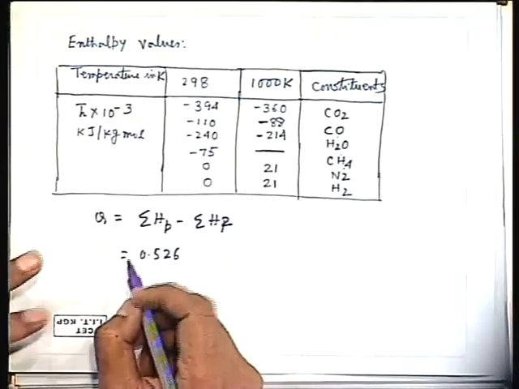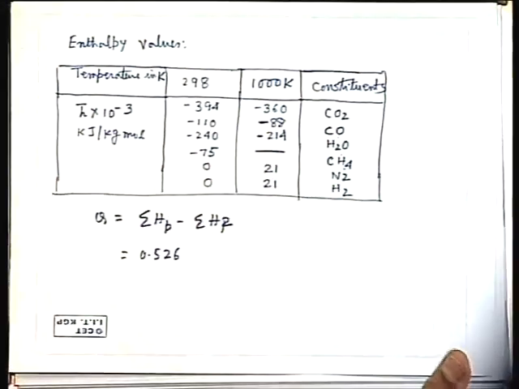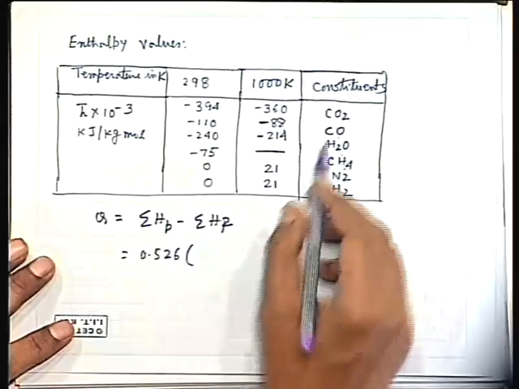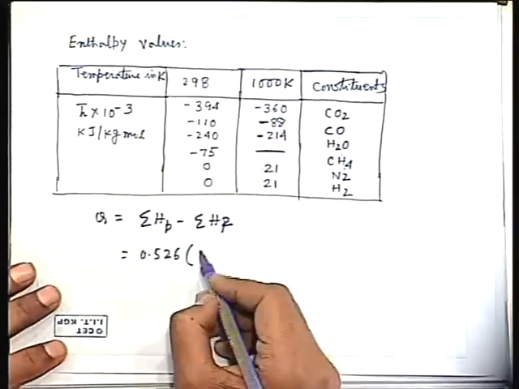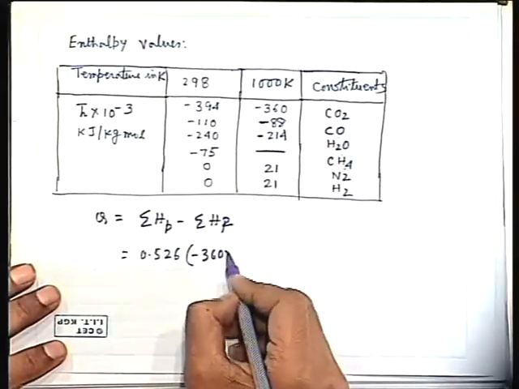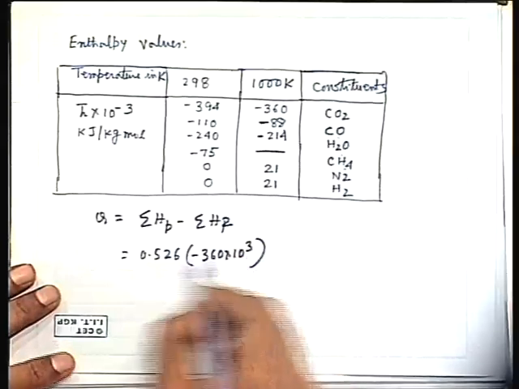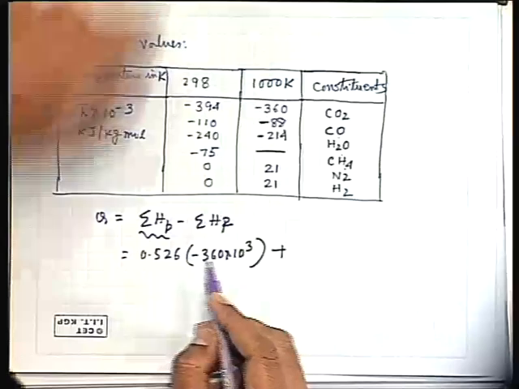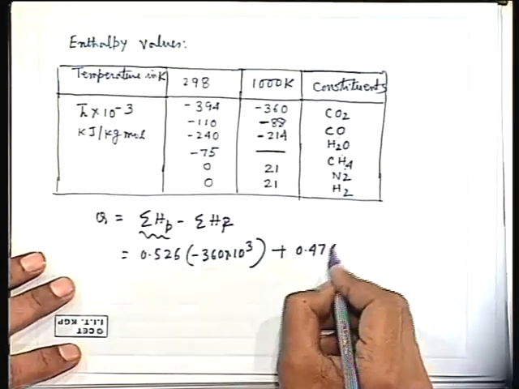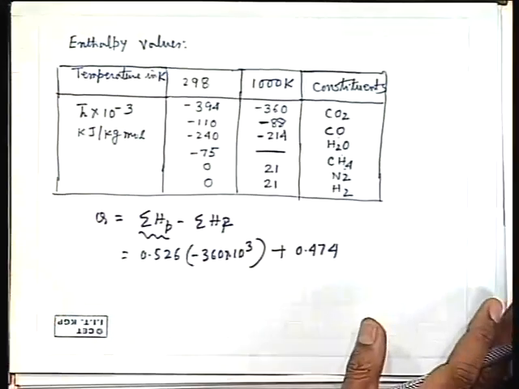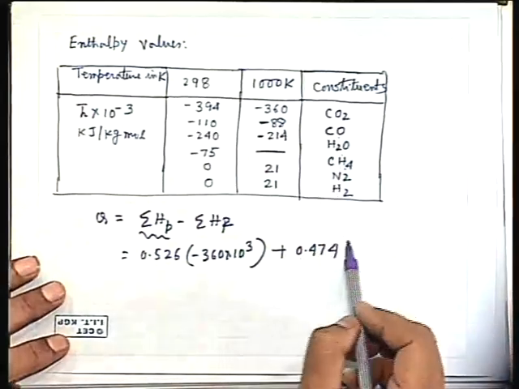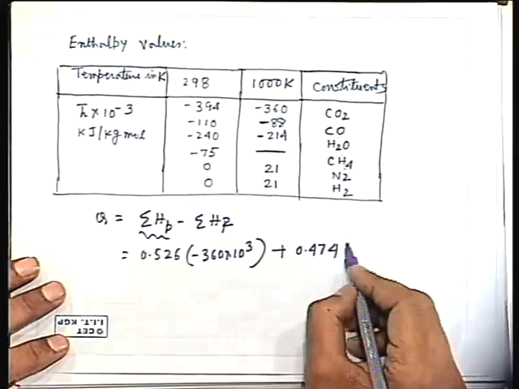CO2. CO2 is at which temperature? 1000 K. You don't have to go to internal enthalpy of reaction and all these things. Straightforward, the enthalpies are given. You just put that. What is the enthalpy of CO2 at 1000 K? Minus 360 into 10 to the power 3 in kilojoule. Plus, next is 0.474 moles. The entire analysis is based on 1 mole of methane, CH4, fuel. 0.474, what is CO? Minus 88.